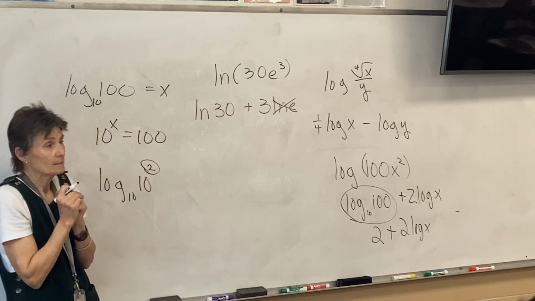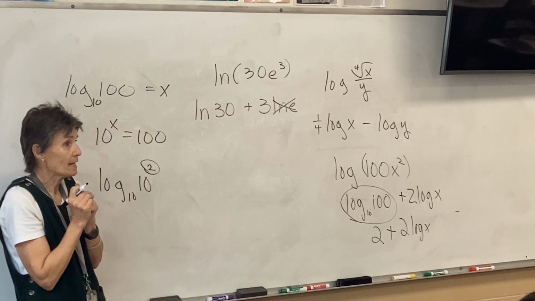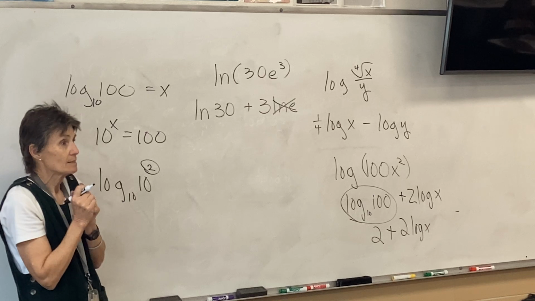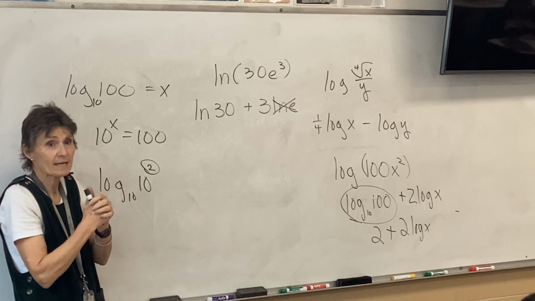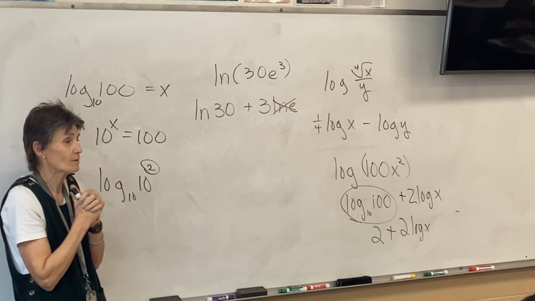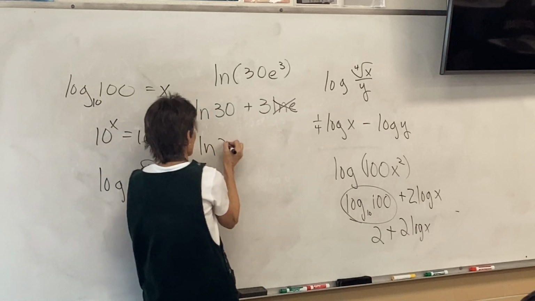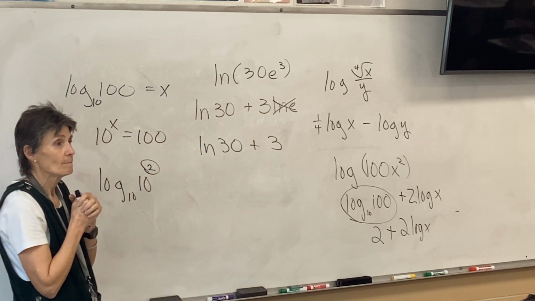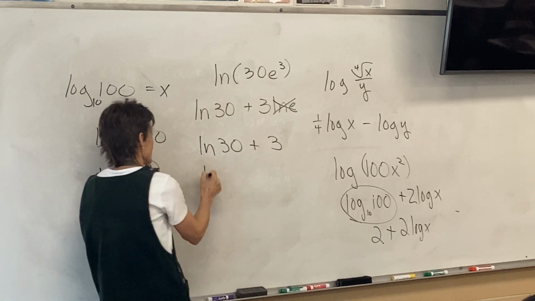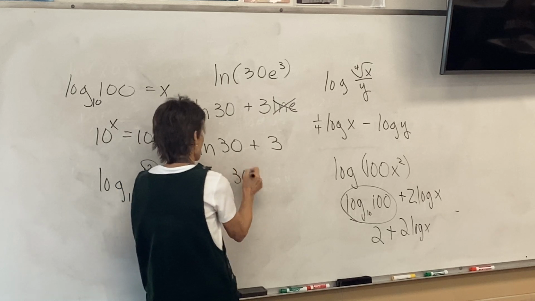Whenever an ln and an e physically touch each other, they cancel. They're inverses of each other. So your final answer is ln 30 plus 3. Would you care if you just said log base e of 30? No, if you want to say it is log base e of 30, that's fine.